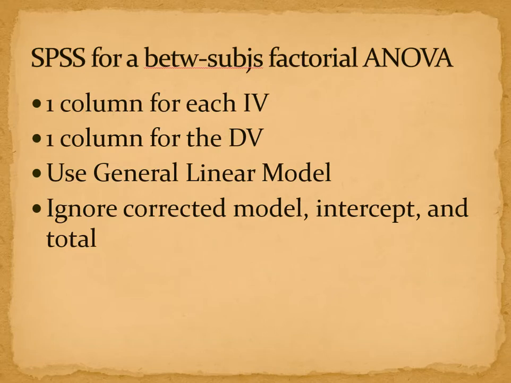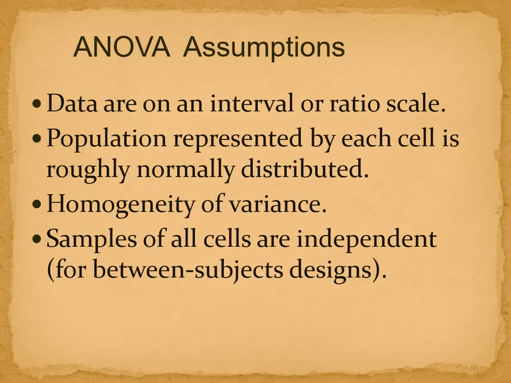SPSS is done similar to between subjects, but we use the general linear model. We have outputs on how to look at this, so please take a look at them. They are online. The ANOVA assumptions are the same as every other one: essentially data on an interval or ratio scale. The population represented by each cell is roughly normally distributed. Homogeneity of variance, meaning that each cell has roughly the same variability. Samples of all cells are independent, meaning that you're only in one cell.